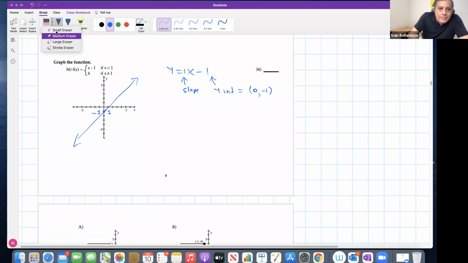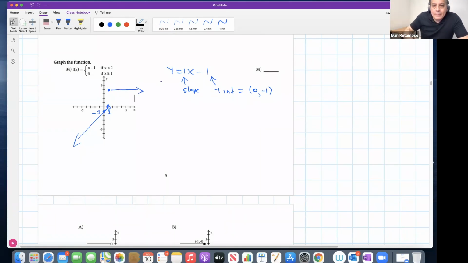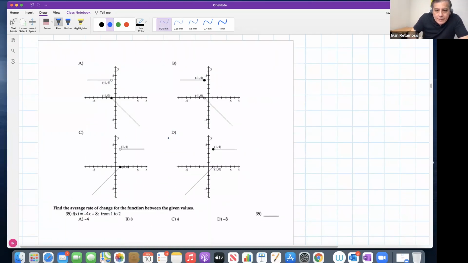So we erase this part, we don't need it. It's just for x less than 1. And we're going to put here a hollow or empty circle, because we're not taking 1. Now, for x equal to 1 or greater than 1, the function is a constant function, 1, 2, 3, 4 here. So it starts at 4 and then goes all the way to the right. That's it. Look for this among the choices and you will see that for 34, the choice is D. Great, excellent.